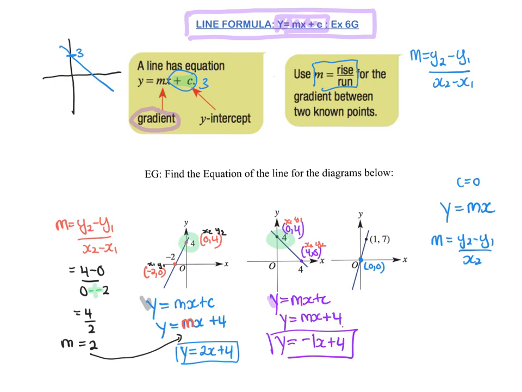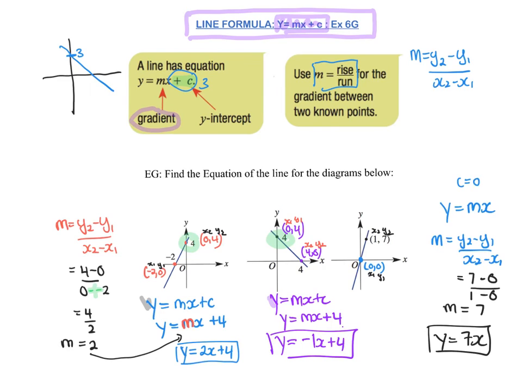So we'll use y2 minus y1 over x2 minus x1. I might call this x1, y1, x2, y2. So I've got 7 minus 0 over 1 minus 0. So we know that the gradient is 7, and therefore this equation is y equals 7x.